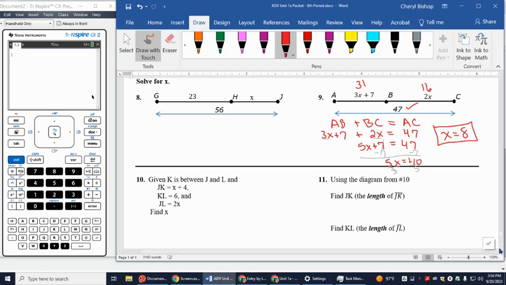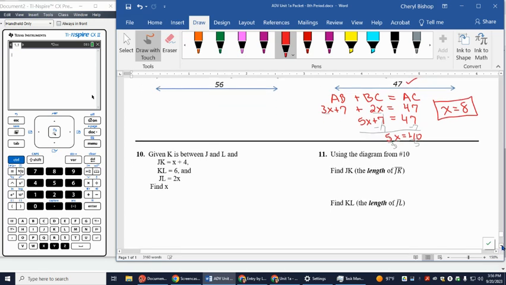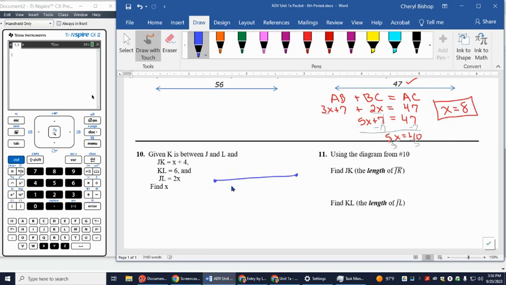Okay? All right, number 10, given K is between J and L. So that means this is going to be another segment addition problem because I have between J and L. And K is just somewhere in between. I don't know where. I'm going to put it off to the side because that way I don't accidentally think it's in the middle.